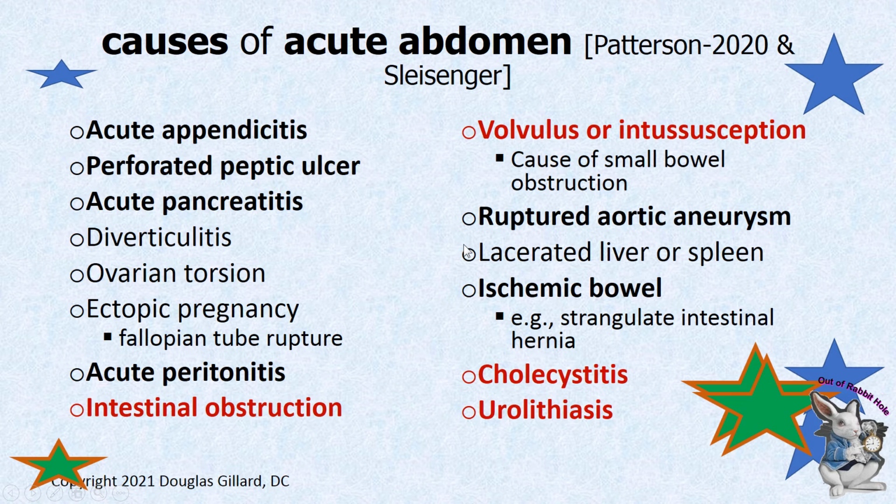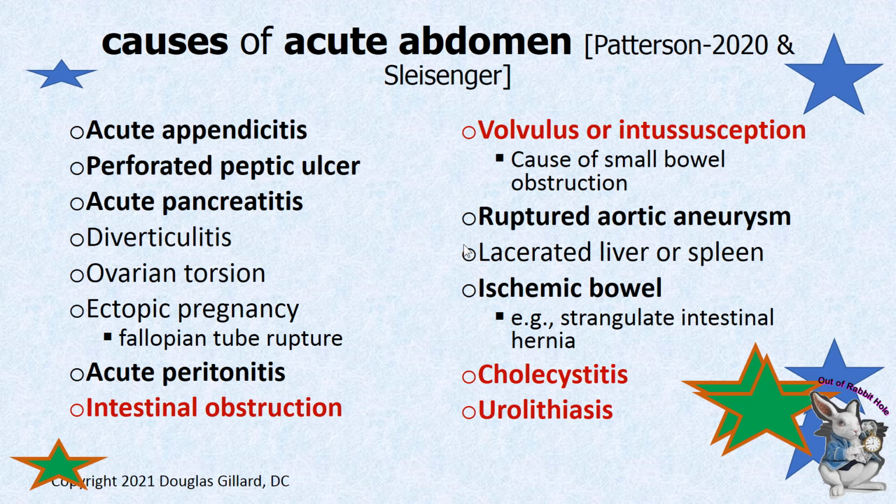And specific causes, I do like this slide, and I know it's a lot to memorize, but you got to know this. These are the causes of acute abdomen. Somebody has 10/10 pain, these are the things it could be. It could be an inflammation of the appendix. It could be an ulcer that's perforated or near perforated. It could be acute pancreatitis, diverticulitis, ovarian torsion, ectopic pregnancy, where a fallopian tube is ruptured by the growing embryo. Acute peritonitis, intestinal obstruction which we're talking about now. A volvulus or intussusception are 2 specific types of intestinal obstruction we'll look at.